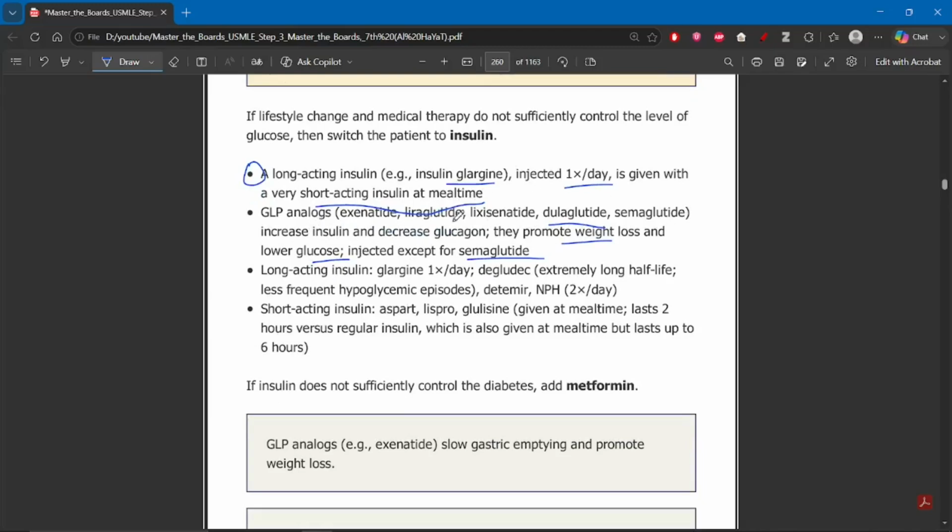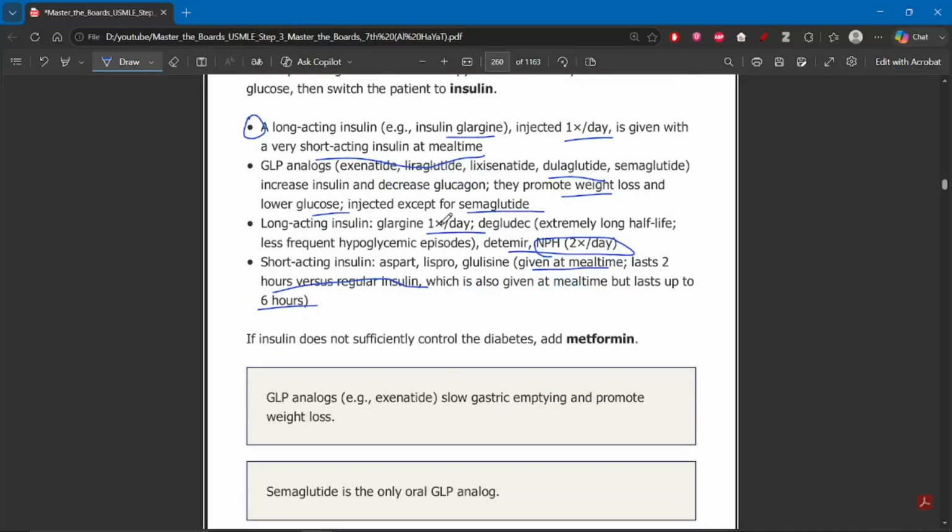And GLP agonists are described here. Long-acting insulin glargine is given once per day. Detemir and NPH are given 2 times a day, with less frequent hypoglycemic episodes. Short-acting insulin, aspart and lispro, is given at mealtime and lasts 2 hours, versus regular insulin, which is also given at mealtime but lasts up to 6 hours. So these are the different insulins that you must remember.